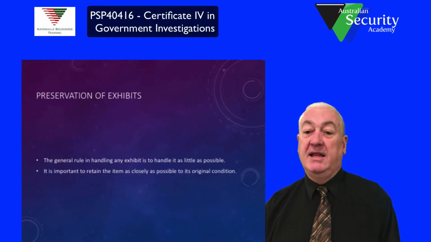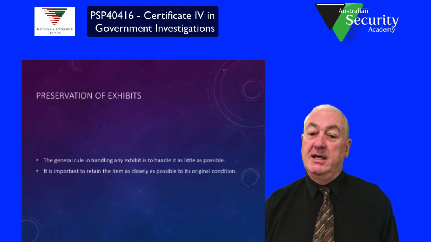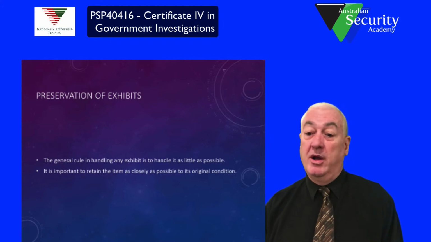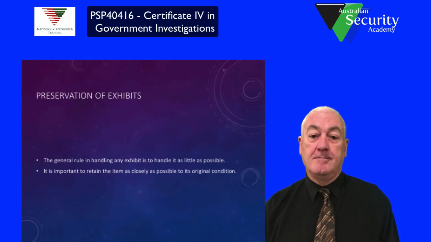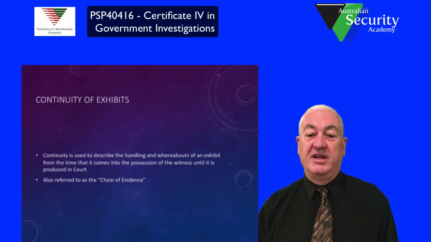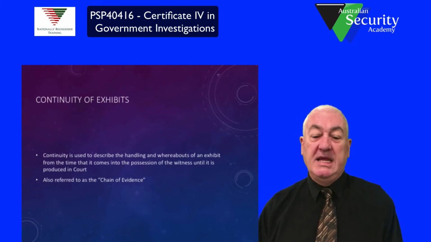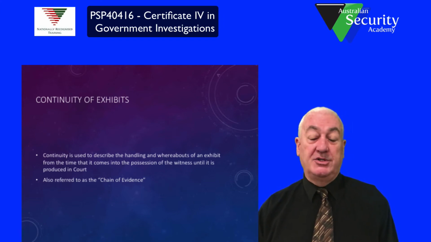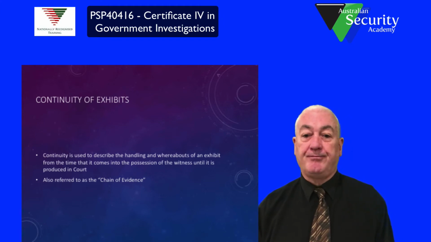The general rule in handling exhibits is to handle it as little as possible. It's important to retain the item as closely as possible to its original condition. Continuity is used to describe the handling and whereabouts of an exhibit or a document from the time that it comes into the possession of the witness until it is produced in court. Continuity can also be referred to as the chain of custody, the chain of evidence, or simply continuity.